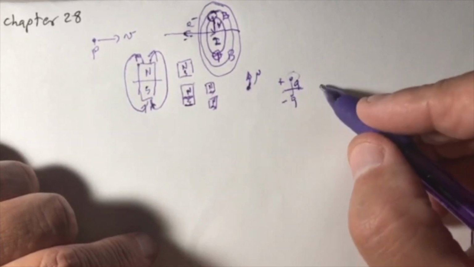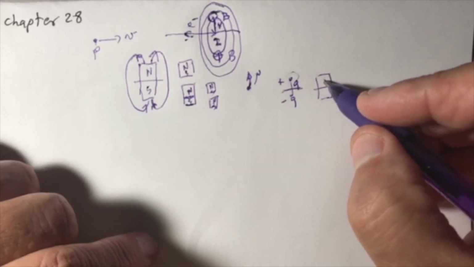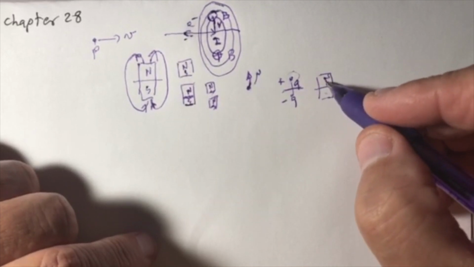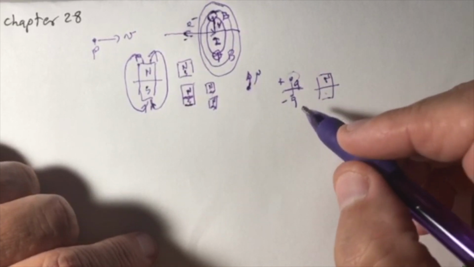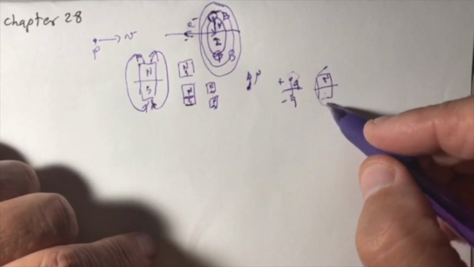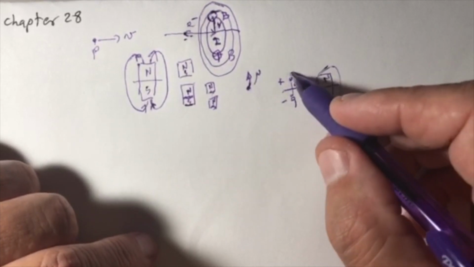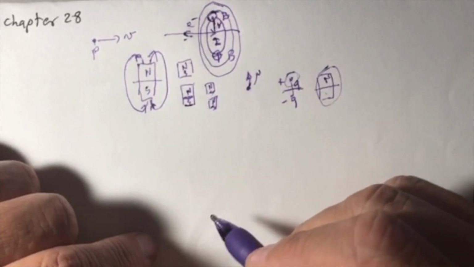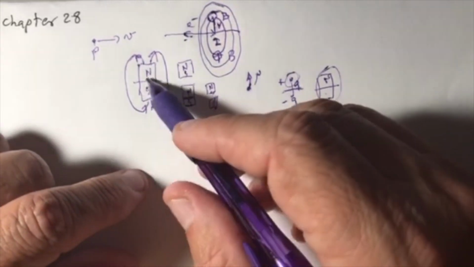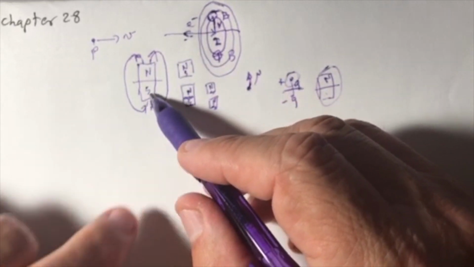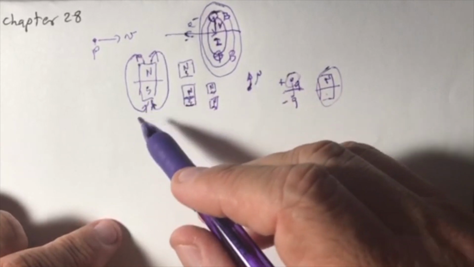But you cannot do that with the magnet. If you cut it in half, you'll get north-south, north-south. So there is no monopole for a magnetic field, but there is a monopole in the electric field. So this magnetic field exists physically.